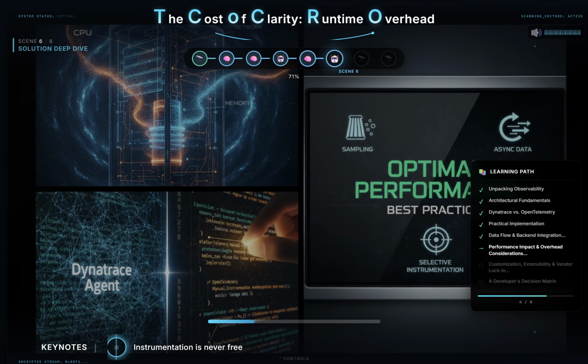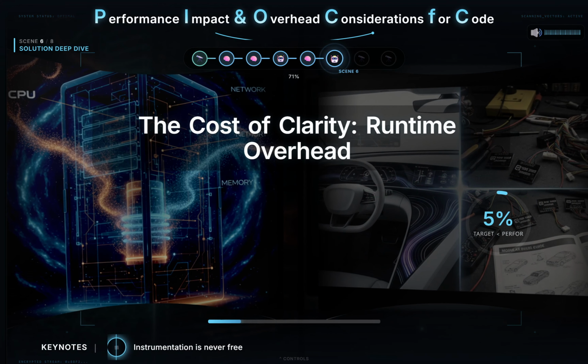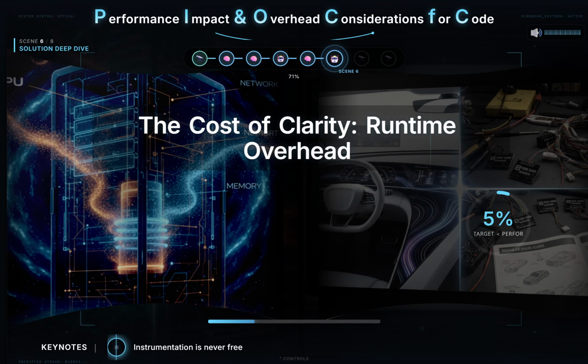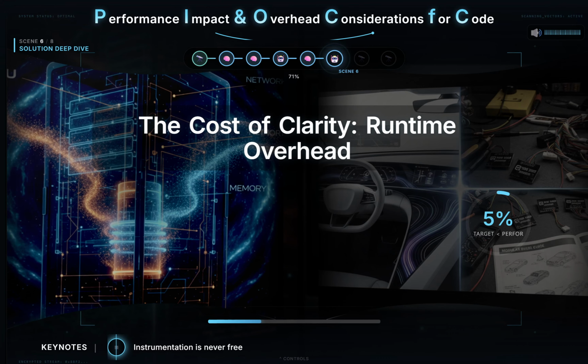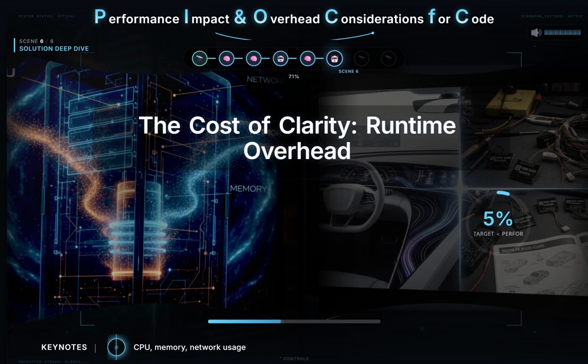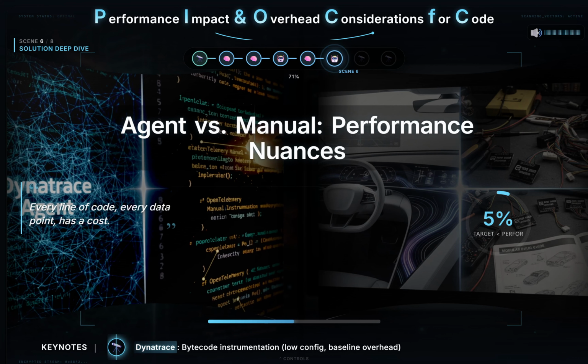When we talk about instrumenting our applications for observability, there's an elephant in the room that every developer eventually faces: performance overhead. It's the cost of gaining clarity. Much like installing those extra sensors and gauges in your car's engine, while they give you vital data, they do consume a tiny bit of power themselves. Collecting metrics, traces, and logs isn't a free operation. It consumes CPU cycles, memory, and network bandwidth.